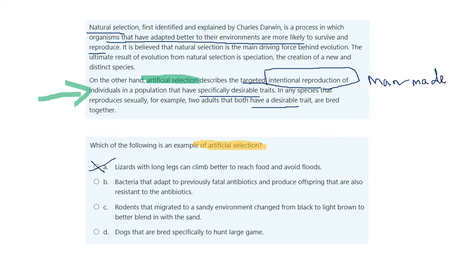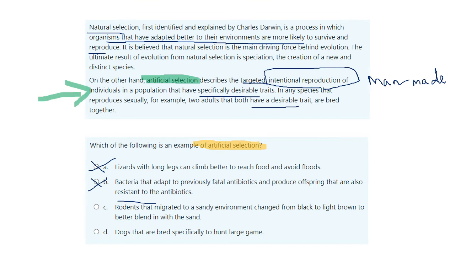B, bacteria that adapt to previously fatal antibiotics and produce offspring that are also resistant. Well, this would be an example of natural selection. They naturally evolve to become resistant to the antibiotics. People would not want to make bacteria that cannot be killed. That would be bad for our health. So it's not going to be a choice that people would take.